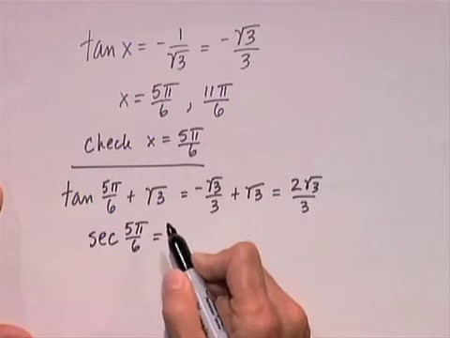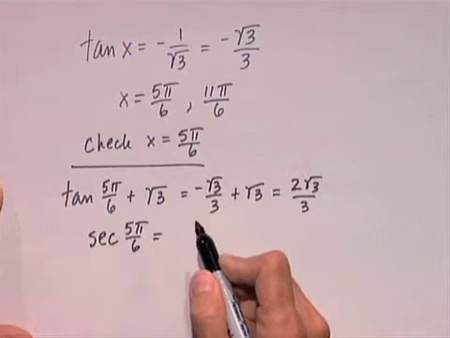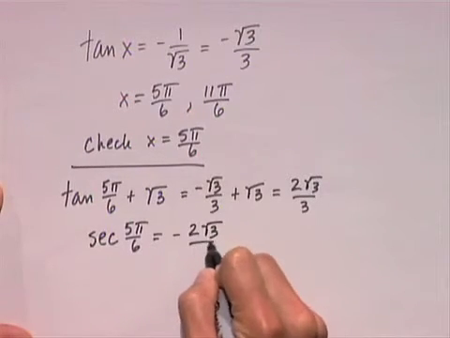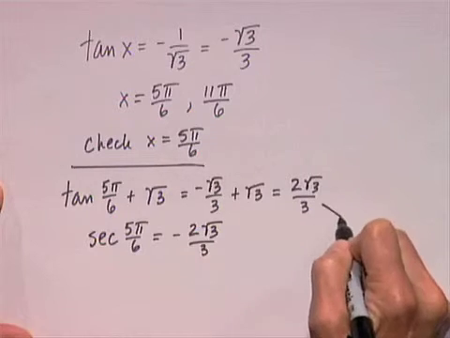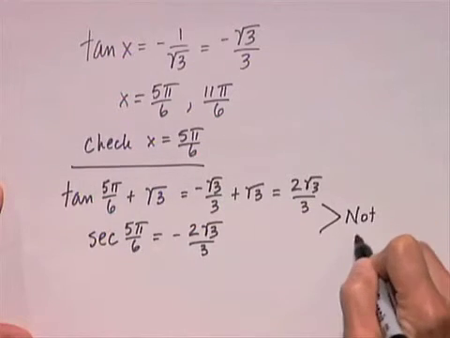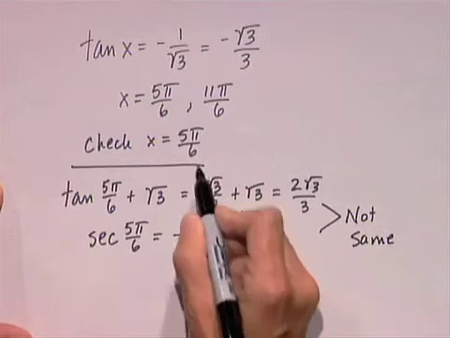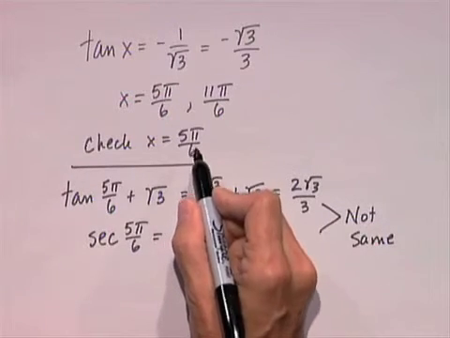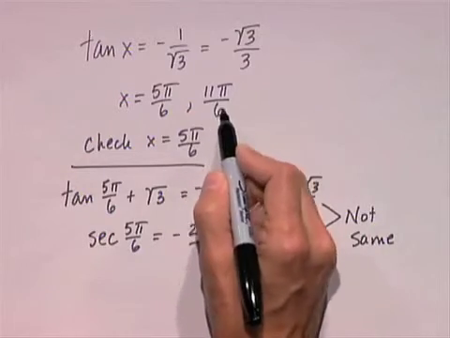Now the secant of 5 pi over 6 comes out to negative 2 square roots of 3 over 3. These two are not the same, which means that 5 pi over 6 is not a solution to the original equation. So let's see if 11 pi over 6 is.